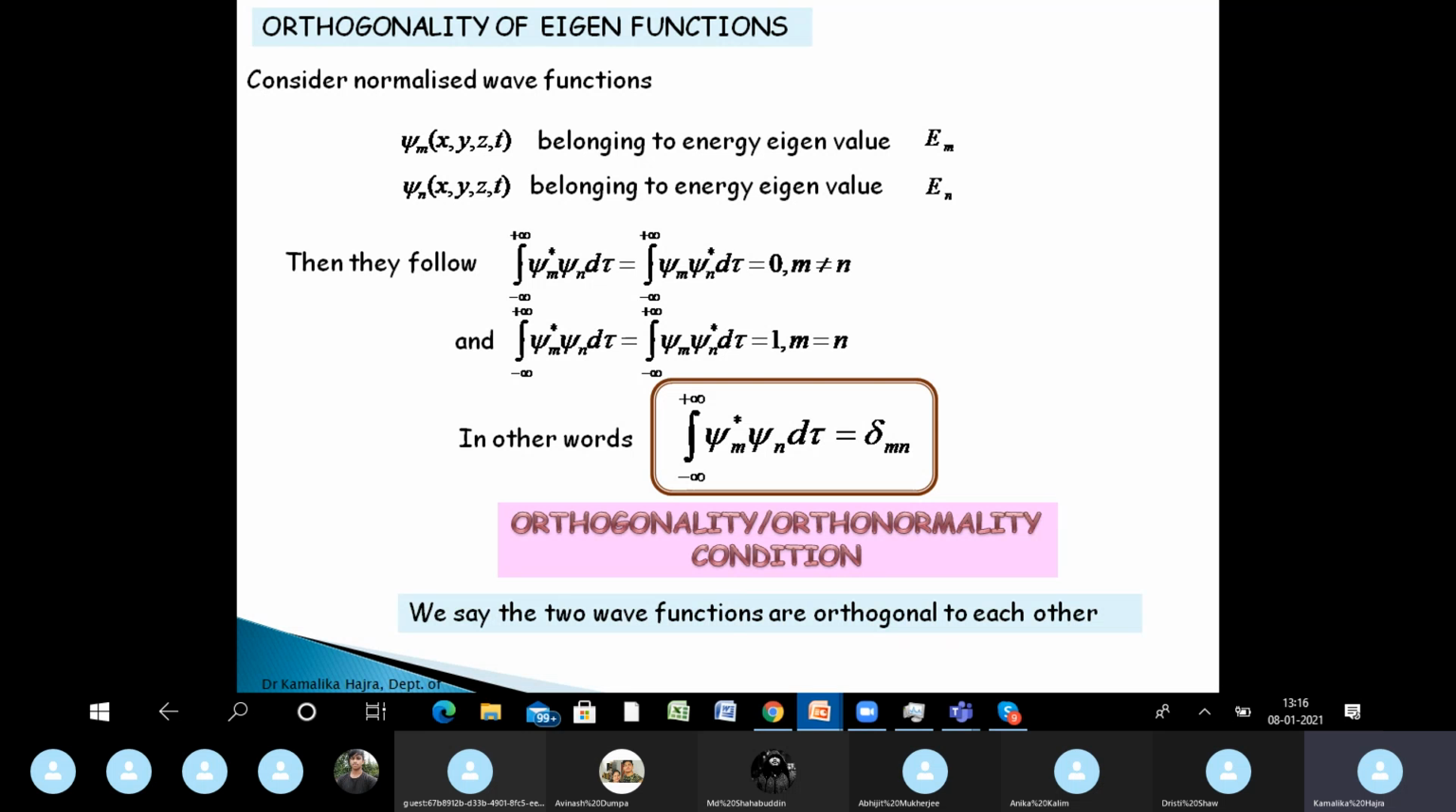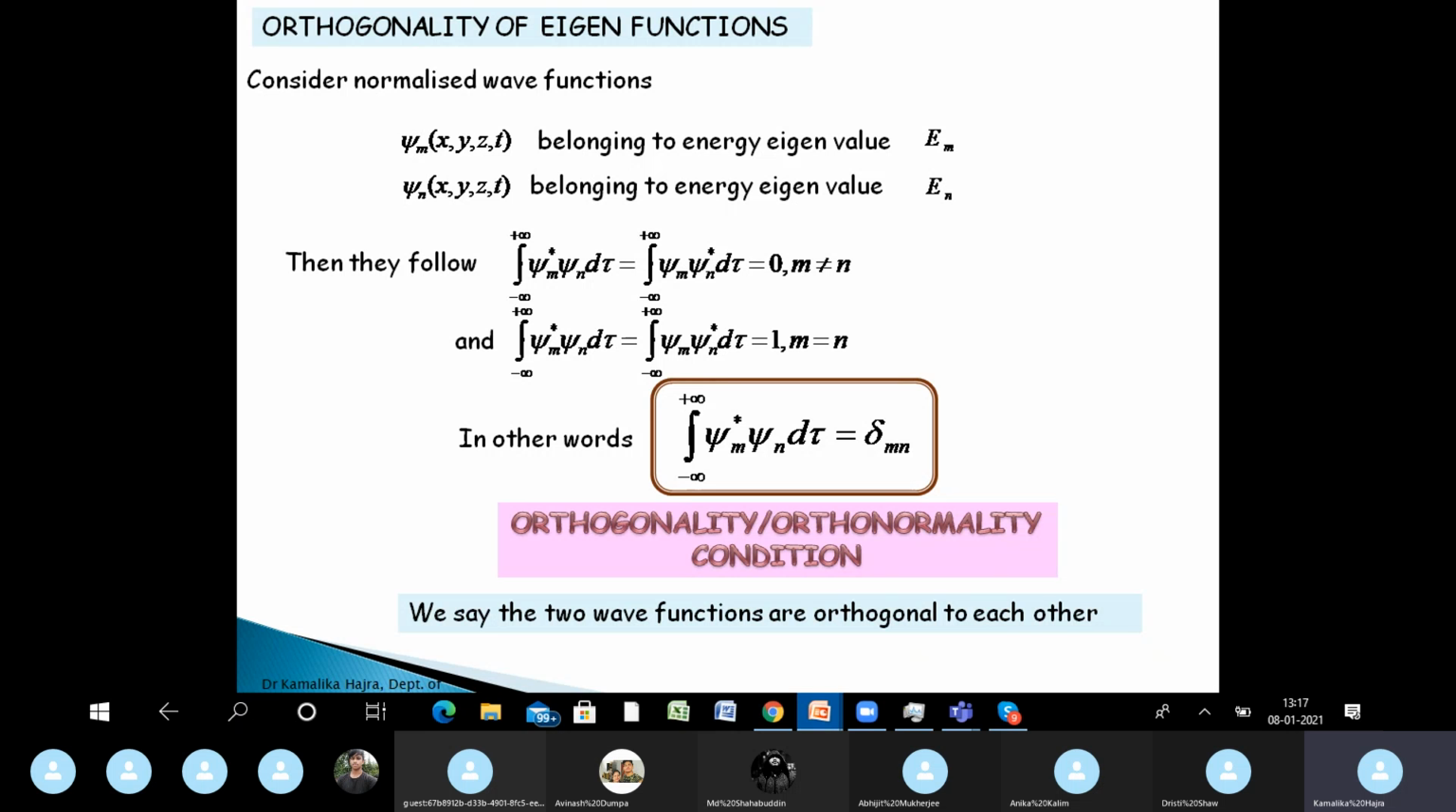Now, the proof of this is given in my notes. It's a long proof, basically algebra, so I have not included it in the slide. You can look it up and you won't find it difficult. All the steps are given. But it's just mathematics, which is why I did not include it here. But you need to understand the significance: why two wave functions are orthogonal.